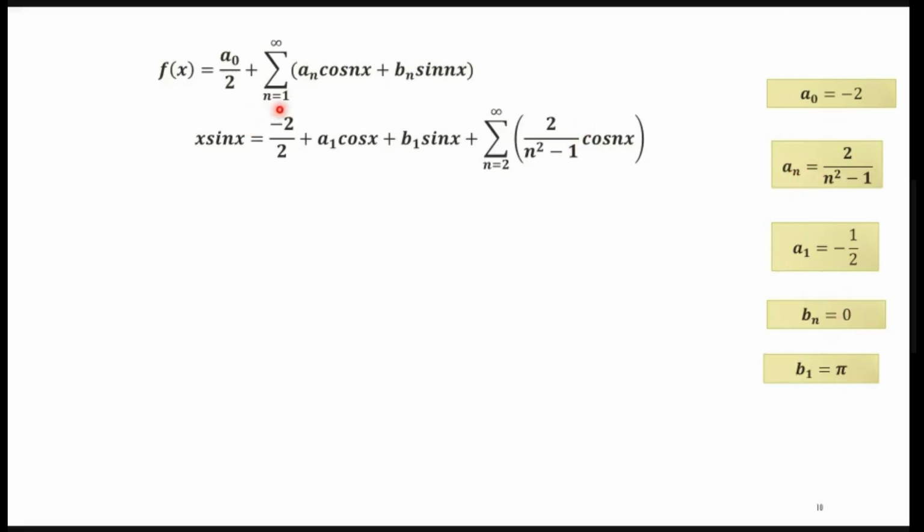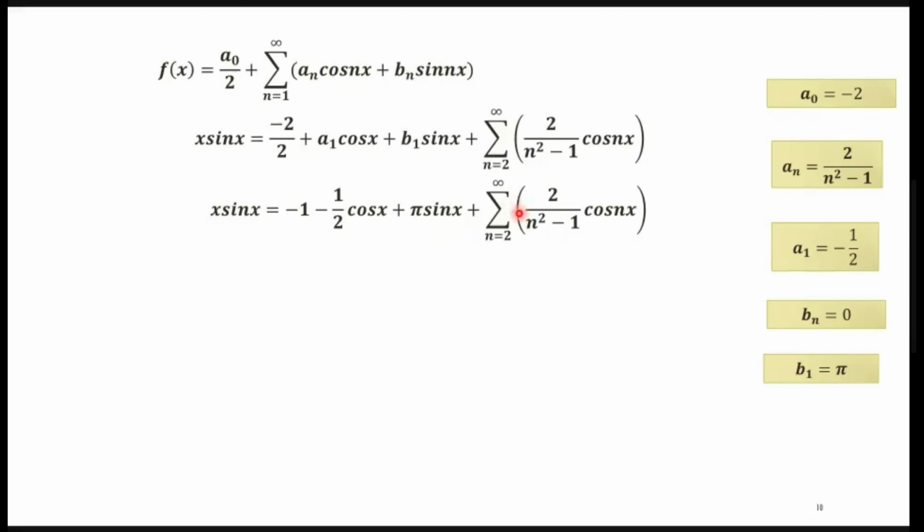तो यहाँ पे जब n की वैल्यू 1 होगी तो यहाँ पे n को हमने 1 पुट करके उसको पहले लिख दिया है. फिर 2 to infinity को हमने summation के अंदर लिखा हुआ है. उसके बाद you substitute the values of an, bn, a1 and b1. So we will have a naught is minus 2. So minus 2 upon 2 will become minus 1. a1 is minus half into cos x. b1 is pi into sin x.